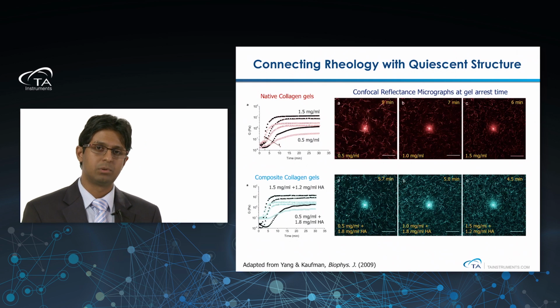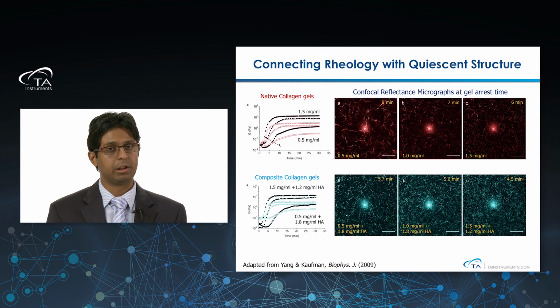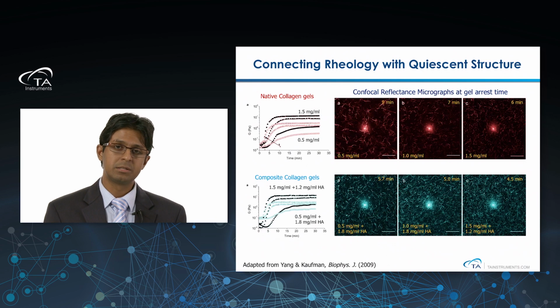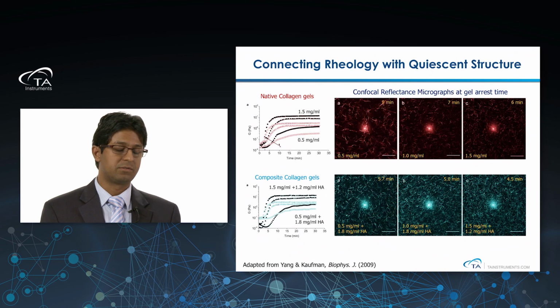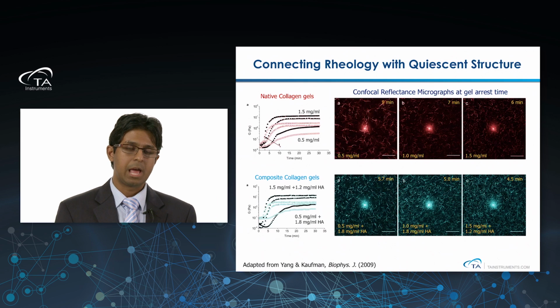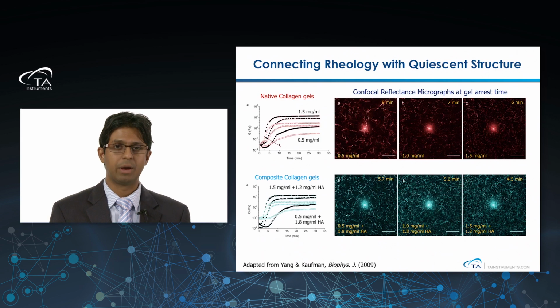Here's another example where we're looking at rheology and trying to connect that with quiescent behavior. In this case, we're looking at 2 different types of collagen gels. The first set of pictures show native collagen gels, where we have collagen just by itself, and then composite collagen gels, where we've also added hyaluronic acid to the sample.